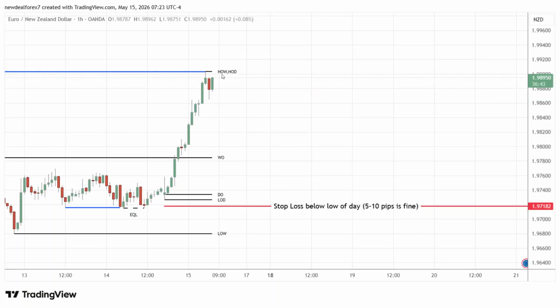So regardless of where you get in, you're saying, okay, if I'm long and if I'm right, this day's low should hold. So that's it. You look for it, measure about 5 to 10 pips away. Stop loss goes there automatically. So even if you get in here, up here, up here, it doesn't matter. Stop loss is set. Okay, so that's that.